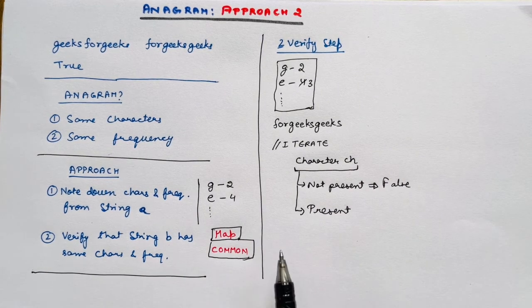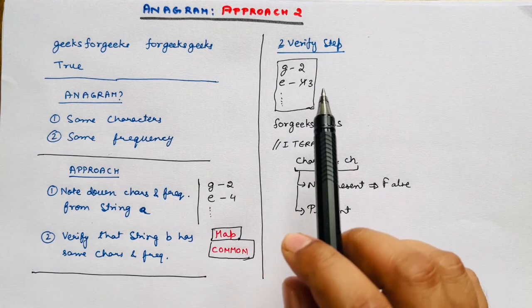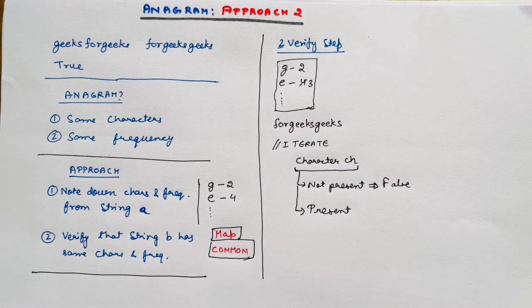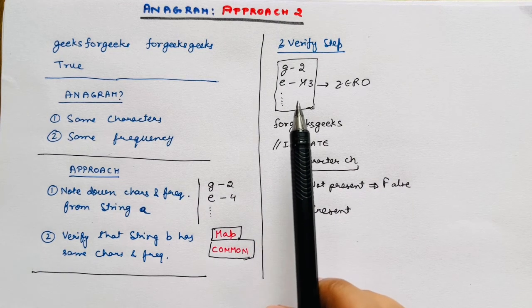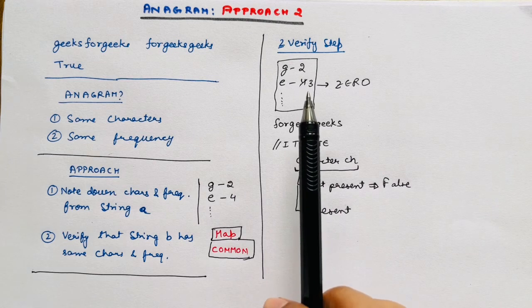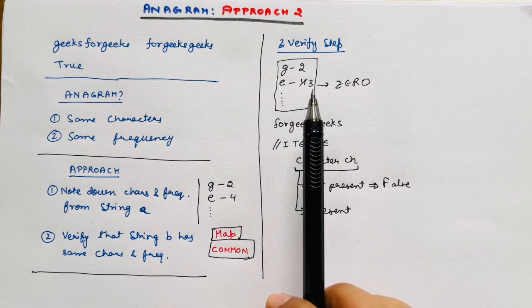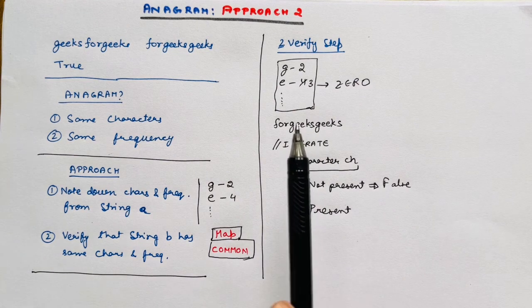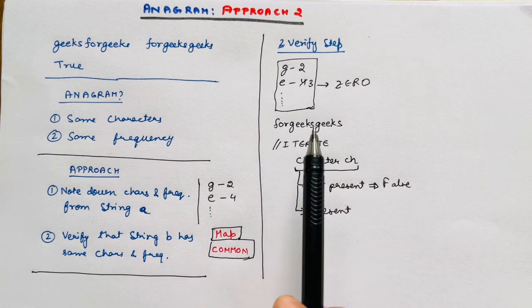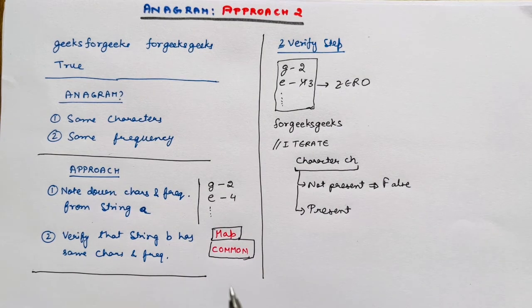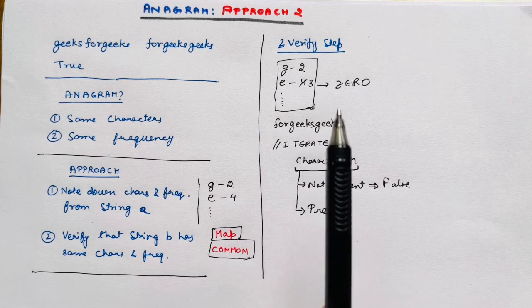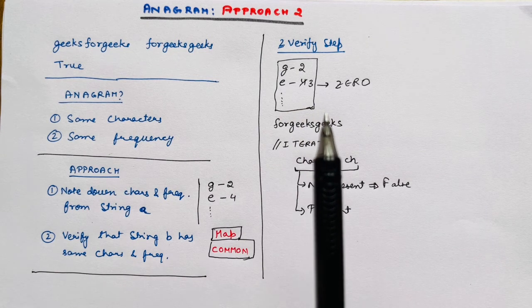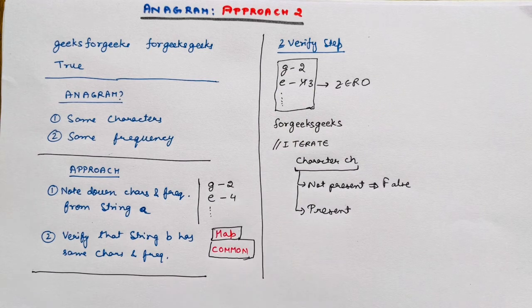So at the end of all iterations, what should we have? This map should have all the frequencies of all the characters become 0. Why do we say so? Because if E has appeared 4 times even in the second string, then this frequency would have reduced to 0 as we strike down with every E we see. And similarly for other characters. If even for a single character the frequency is anything but 0, that means there is a mismatch in the frequency, and therefore the two strings are not anagrams.